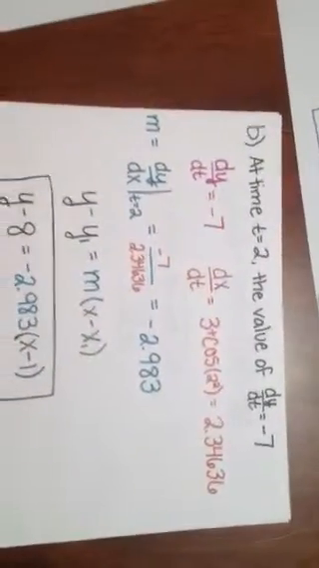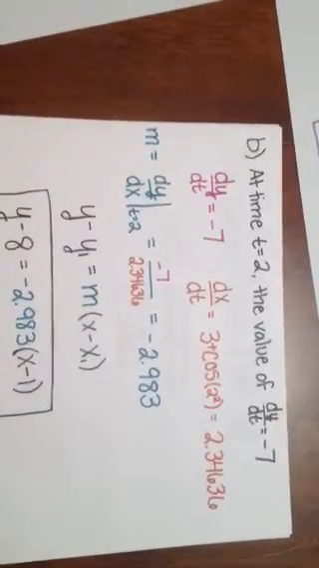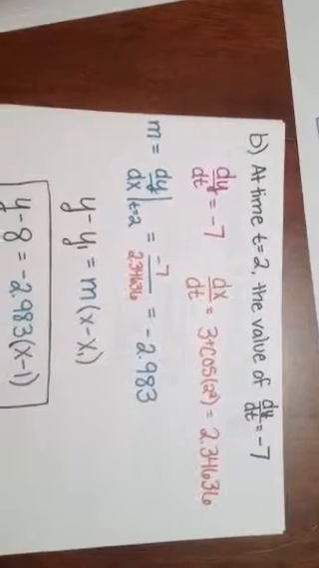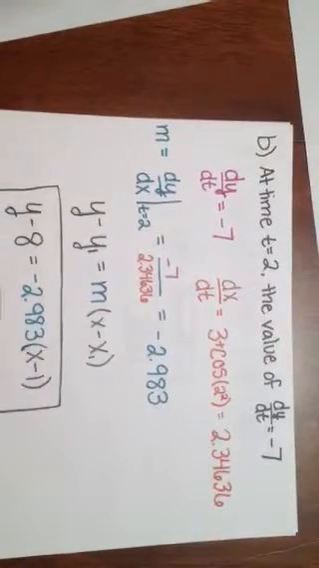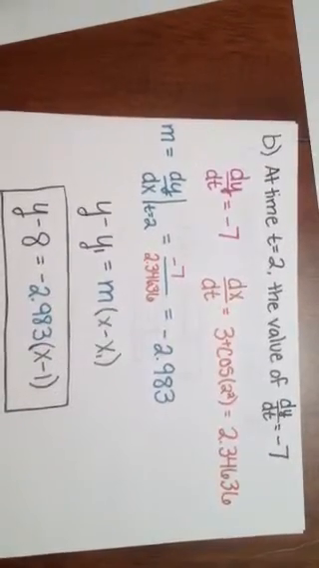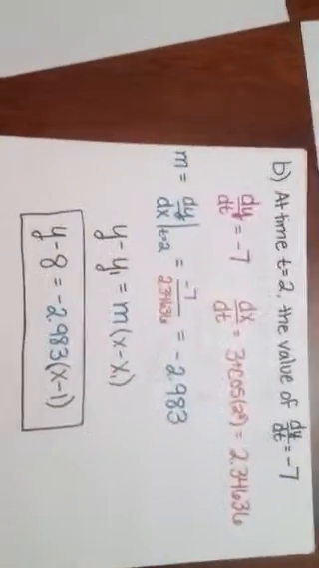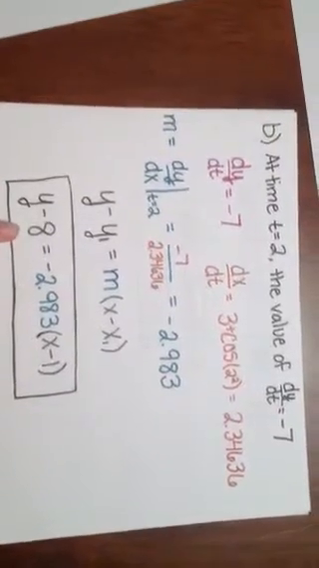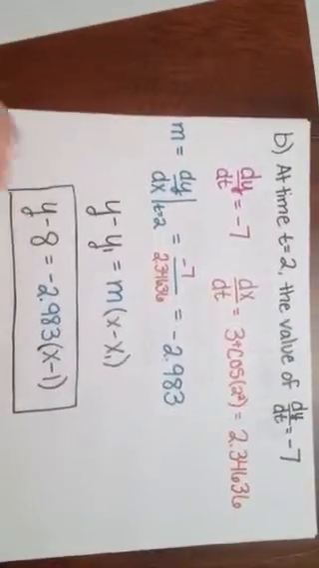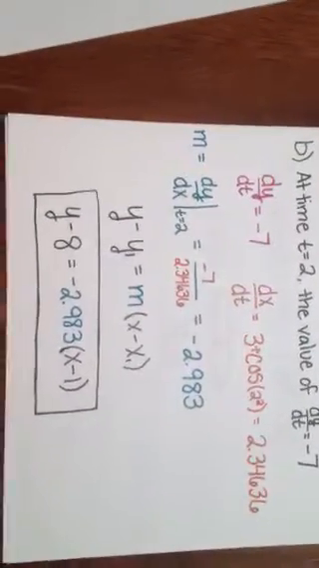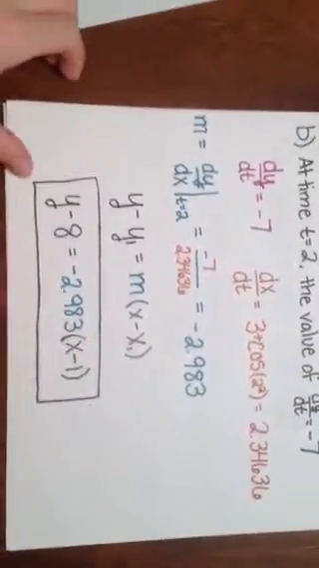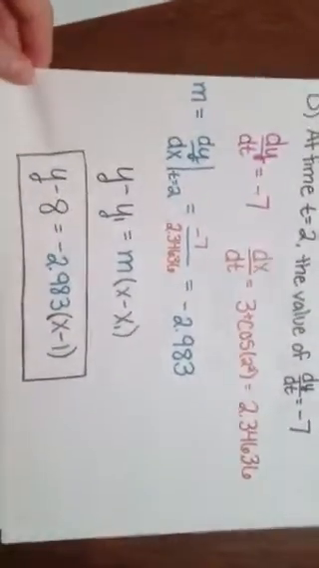Then we solve for the slope, which is dy/dx at t equals 2, and that is dy/dt over dx/dt. I found that to be negative 2.983. When you plug the slope into the point-slope formula, with the 8 and 1 from the initial position given at t equals 2, you get the equation y minus 8 equals negative 2.983 times the quantity x minus 1.